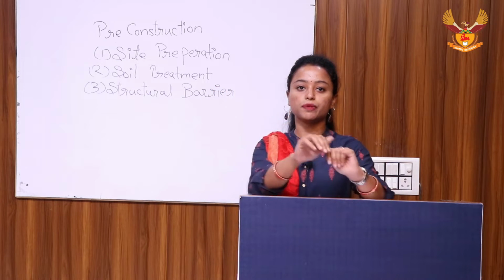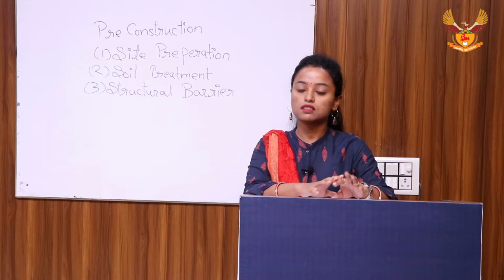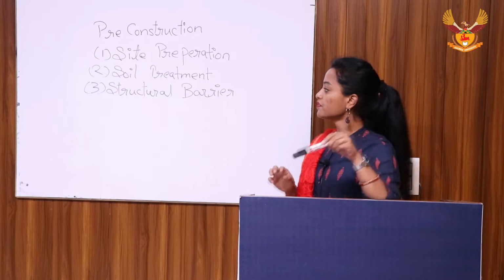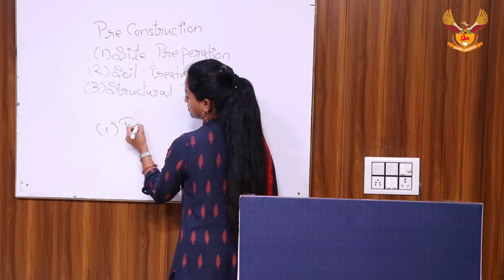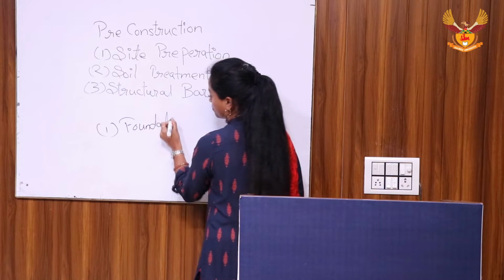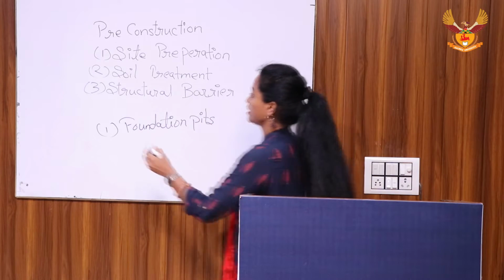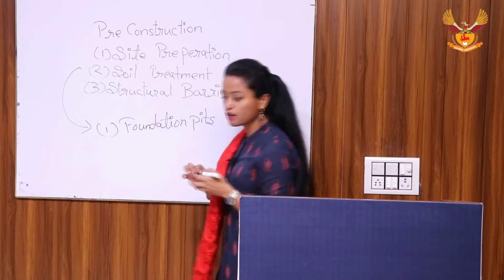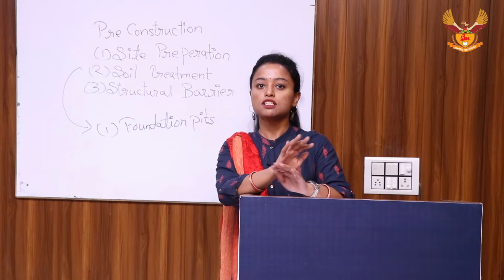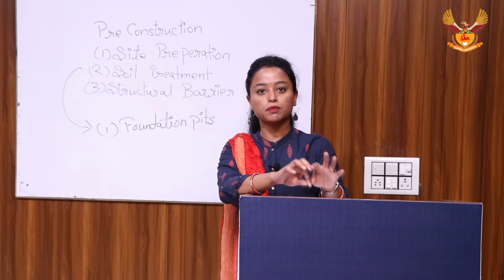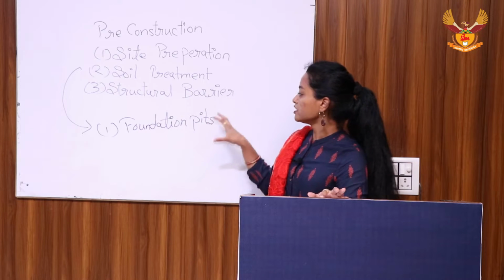In this soil treatment, there are three stages of removing the termites from the area. First one is foundation pits. In the foundation pit, just before placing the foundation, we have to place the soil and pour some emulsion that is rich in insecticide, and then we put the foundations there.